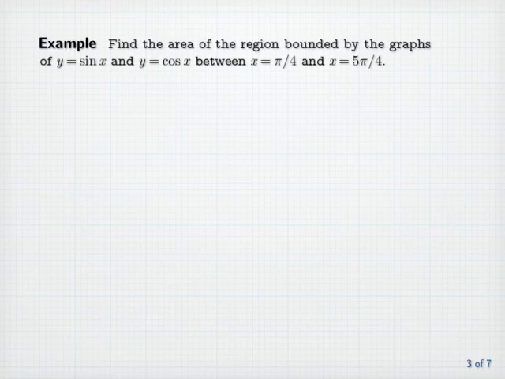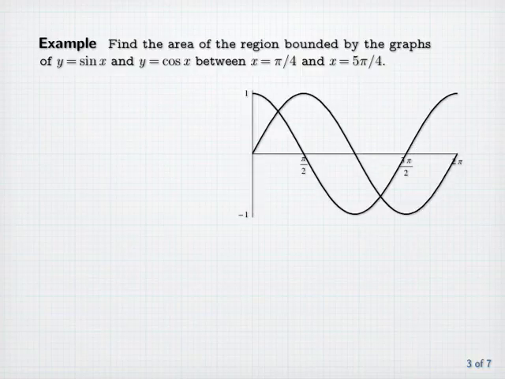Example. Find the area of the region bounded by the graphs of y equals sine x and y equals cosine x between x equals pi over 4 and x equals 5 pi over 4. Here's a graph of the two curves, which intersect at x equals pi over 4 and x equals 5 pi over 4. So the region of interest is the one shaded in yellow here.